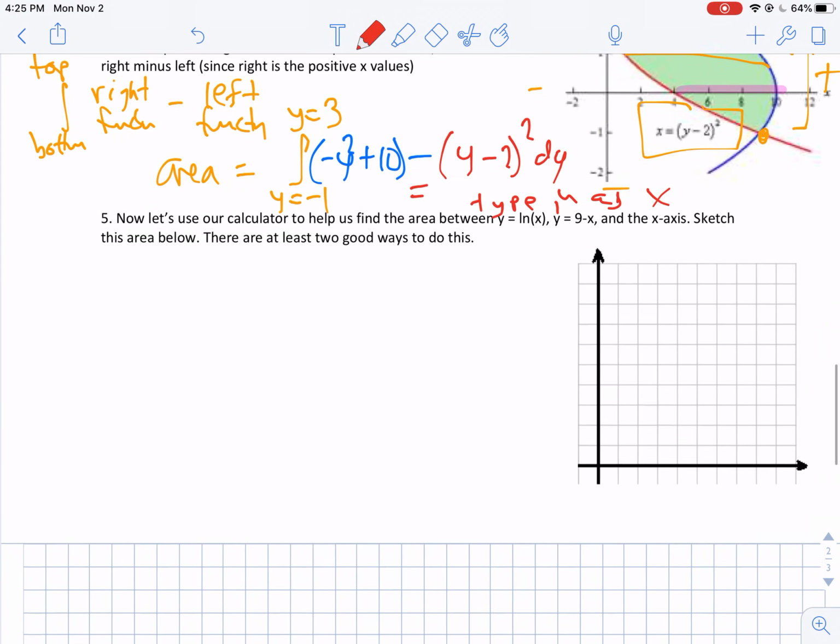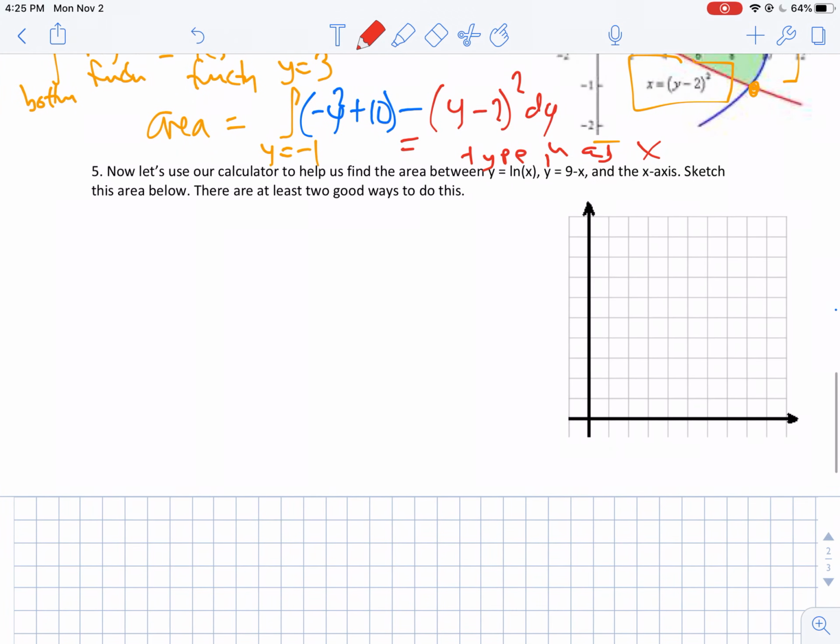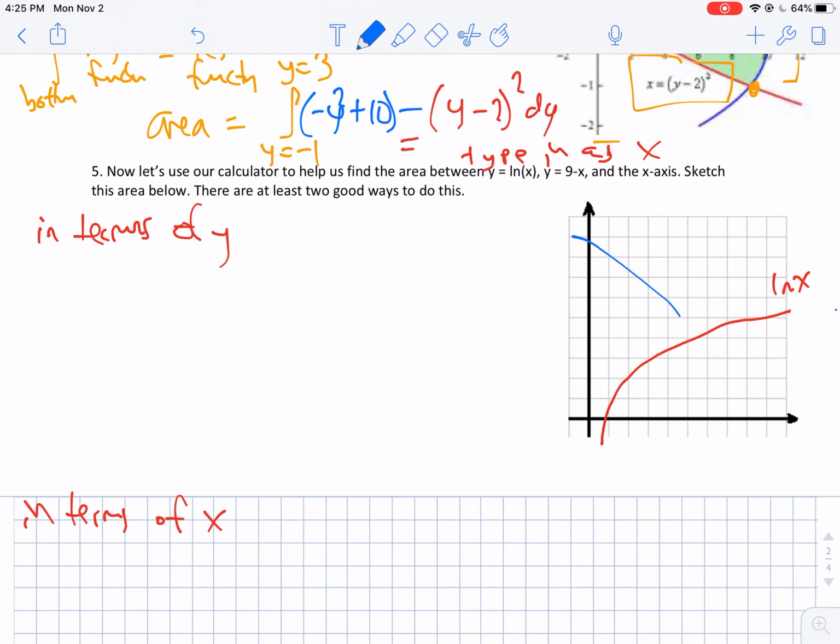Okay, so now let's go to another example, and this is one you can actually do in two ways. This is one you can do in terms of y, so I'm going to show you that, but you can also do this in terms of x. So let's suppose we have to find the area between ln of x and 9 minus x. So you graph these on your calculator like a good little soldier, and here's ln of x, and then 9 minus x, of course, is just a straight line like that. Okay, so what you're trying to find, the area between ln x, 9 minus x, and the x-axis, that's this area in here.